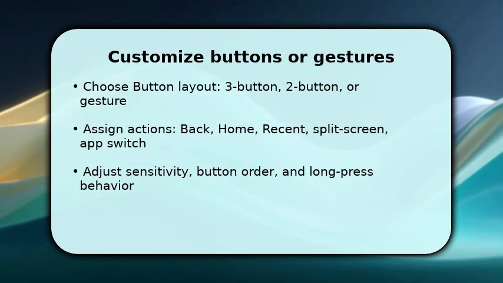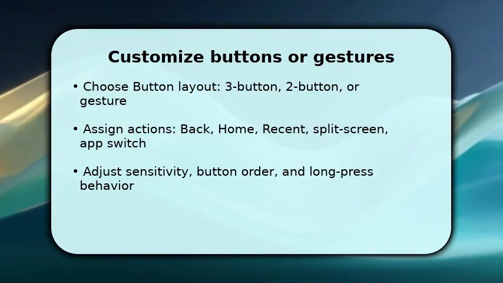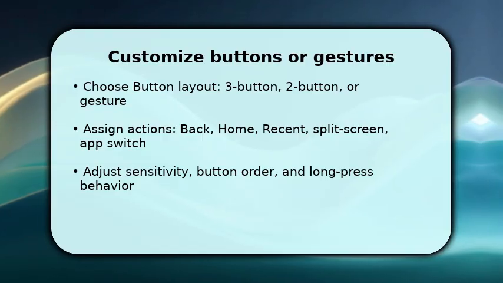You now choose whether to use 3-button, 2-button, or full gestures. Tap the option that matches how you hold and navigate your phone. Once selected, assign actions to each element.